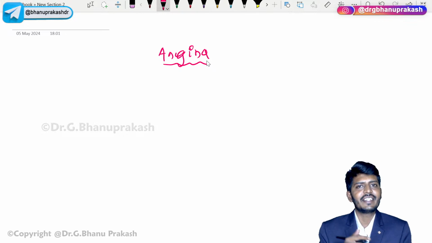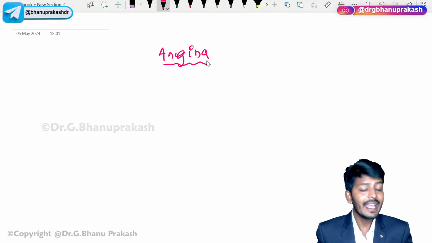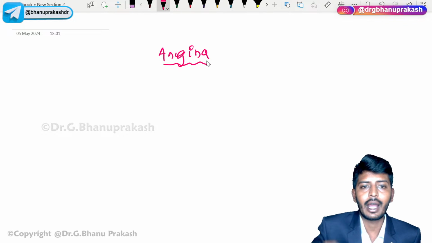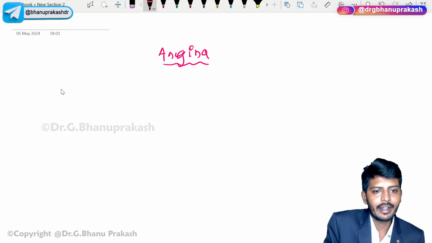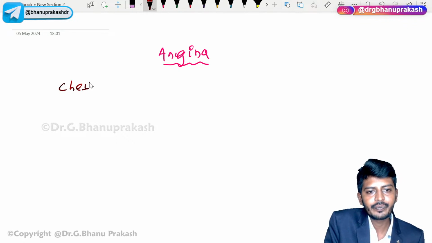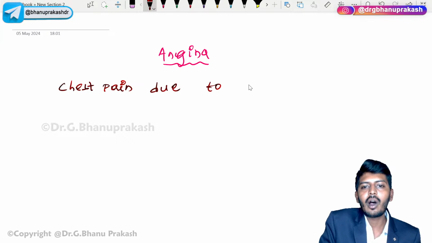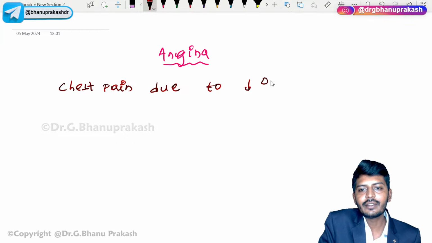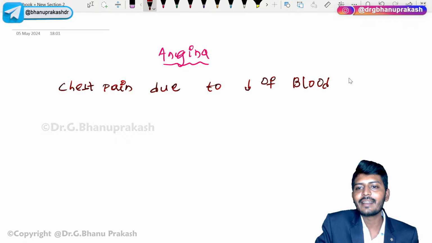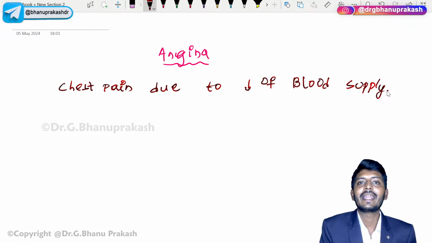So angina is a chest pain. Of course, that is chest pain. Angina is a chest pain due to what? Due to decrease of blood supply to the heart. So whenever blood supply is reduced, automatically what will happen? Your chest pain can occur.